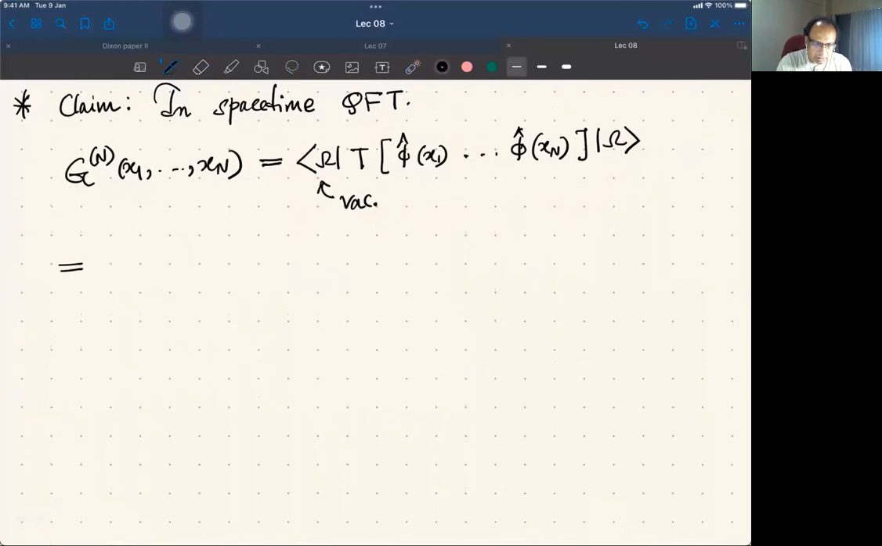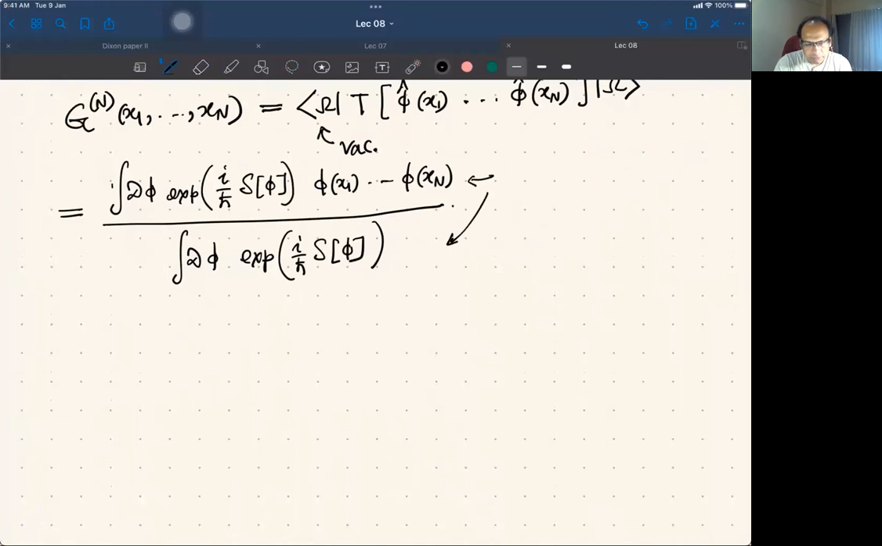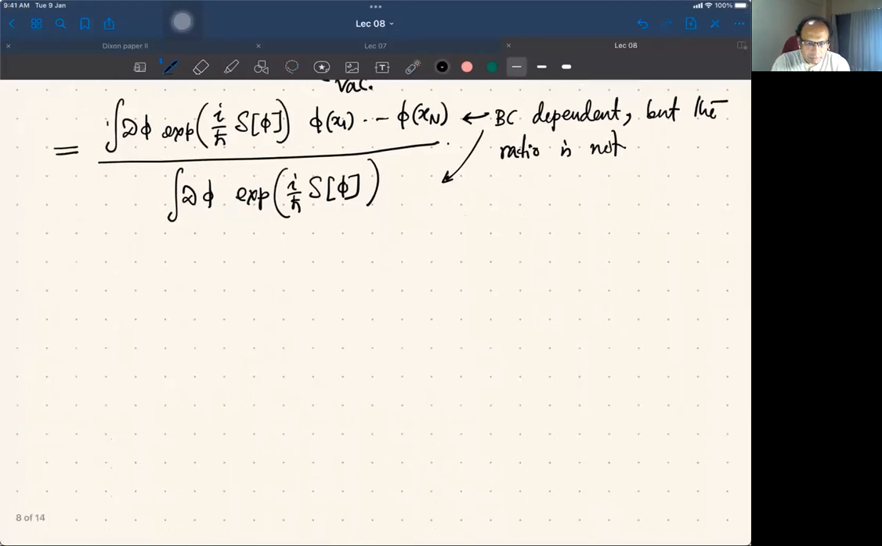for this quantity, which is given by integral d phi exponential i over h bar S[phi] phi(x1) to phi(xn), divided by integral d phi exponential i over h bar S[phi]. Both the denominator and numerator are boundary condition dependent, but the ratio is not.